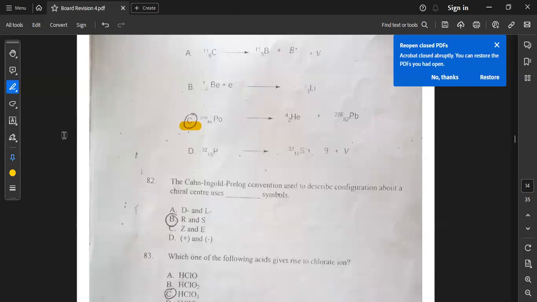The Cahn-Ingold-Prelog convention system used to describe configuration about a chiral center. So just leave alone the name. Let not the name scare you. Configuration about a chiral center. When we are describing chiral compounds, what's the suffix we put before? Is it D and L? Is it R and S? R and S. We are together there. R and S. We're good.